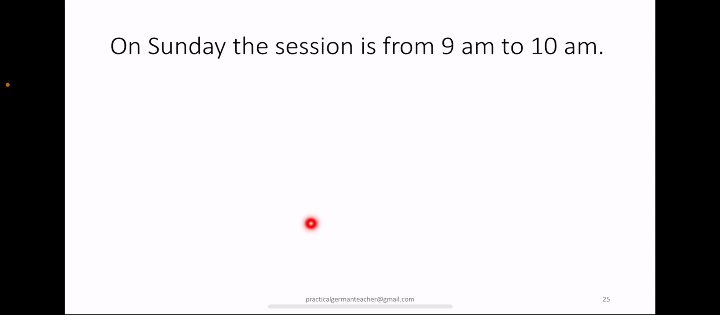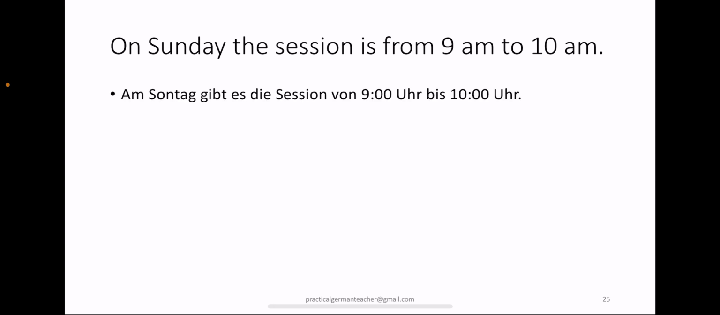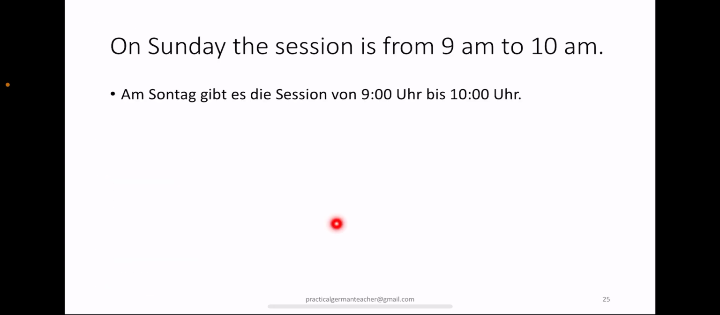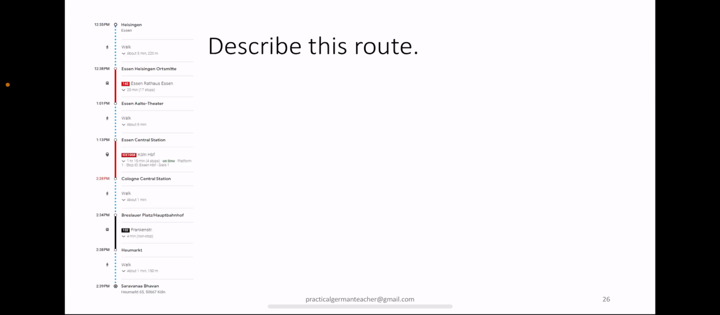Then on Sunday the session is from 9 a.m. to 10 a.m. Again you need the preposition for on and the prepositions for from to. So for on is am. It's actually an, but you will say am. What comes after an must be dative, and Sonntag is der Sonntag, masculine, and here it's dative, so an dem Sonntag becomes am Sonntag. Gibt es die Session von 9 Uhr bis 10 Uhr.